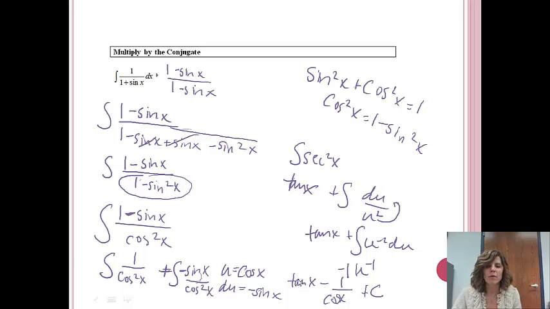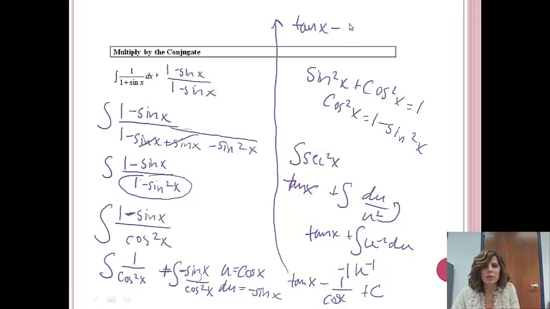And then we're going to be real fancy and we're going to go one more step, and I'm actually going to bring my answer way up to the top. I'm going to have tangent x minus 1 over cosine. We already found out a little bit earlier where it's equal to secant, and then plus c.